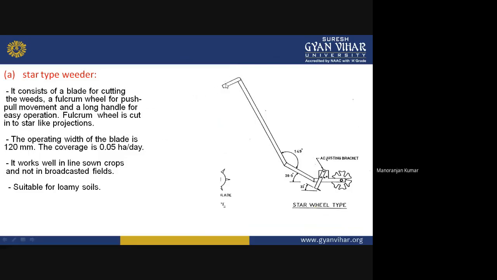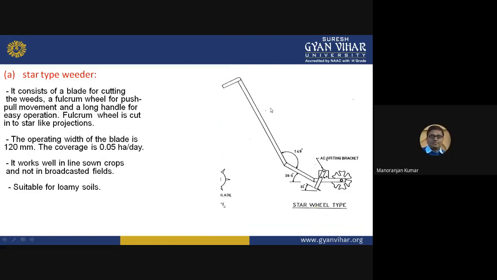That's why this type of weeder is suitable in line sown crop, not in broadcasted field. If you talk about the soil, we can say that the star type weeder is most suitable for loamy soil.